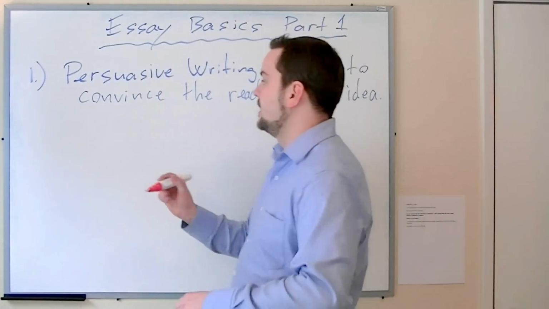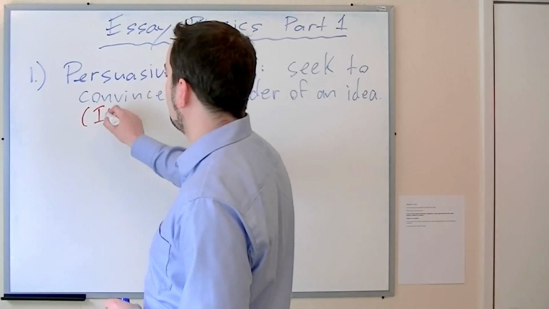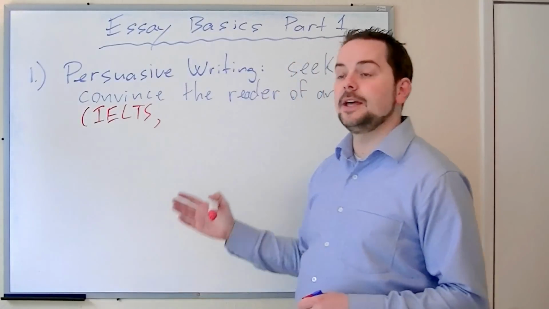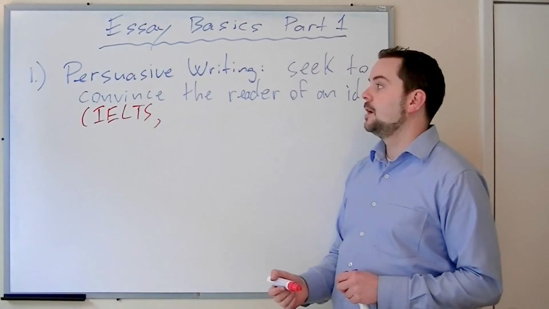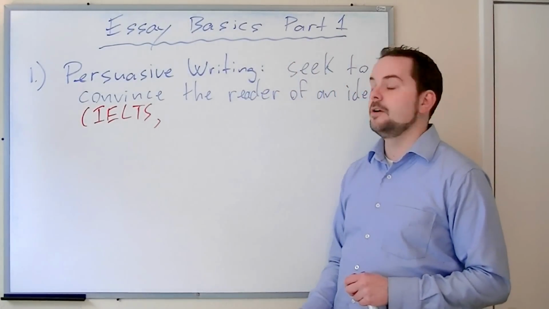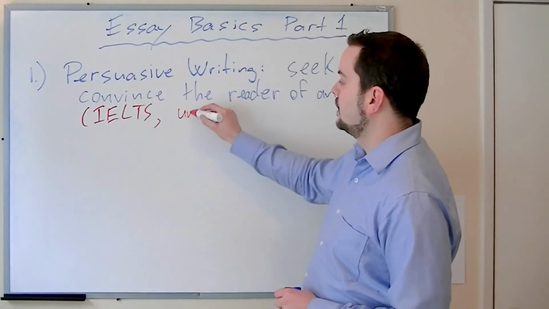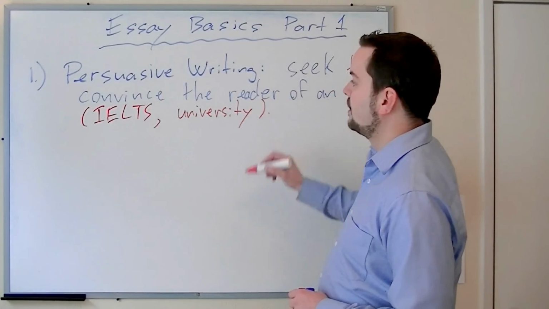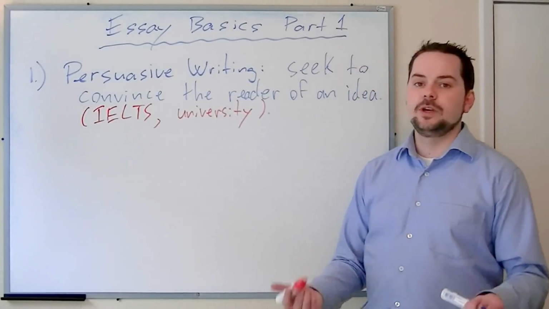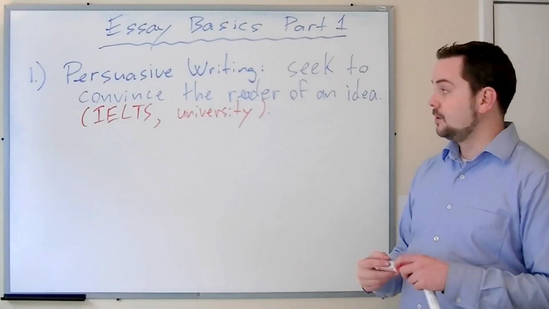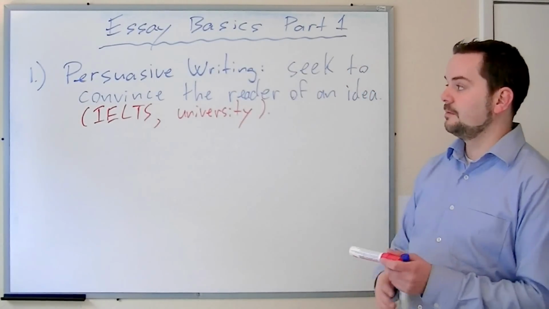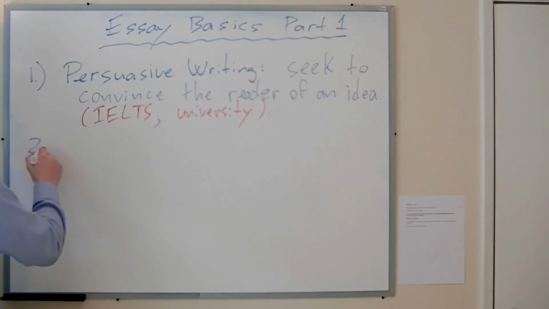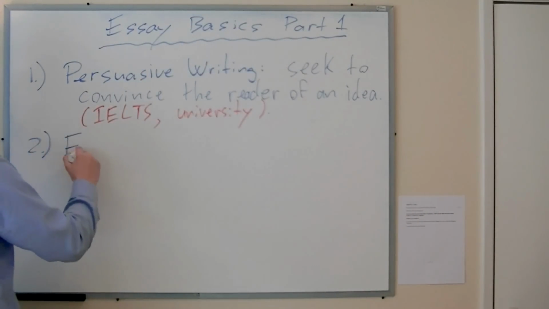So this is the IELTS Task 2. And no surprise that this is also the most common type of writing in university. Of course, in university, students come up with ideas and then try to convince their readers about their ideas. So that's the first type of writing style. The second one is called expository.